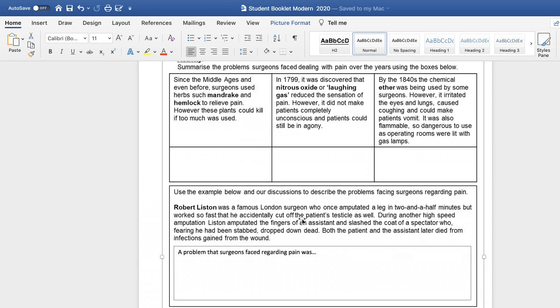In the next section, read through this information and tell me what the actual problem is. Reading these anecdotes, why is it so important that a surgeon has a patient who is still? What can be the impact if a patient is moving around, lashing out with his arms and legs, screaming while surgery is taking place? Why would you not want to be awake if someone was cutting into you? I want you to write that here.